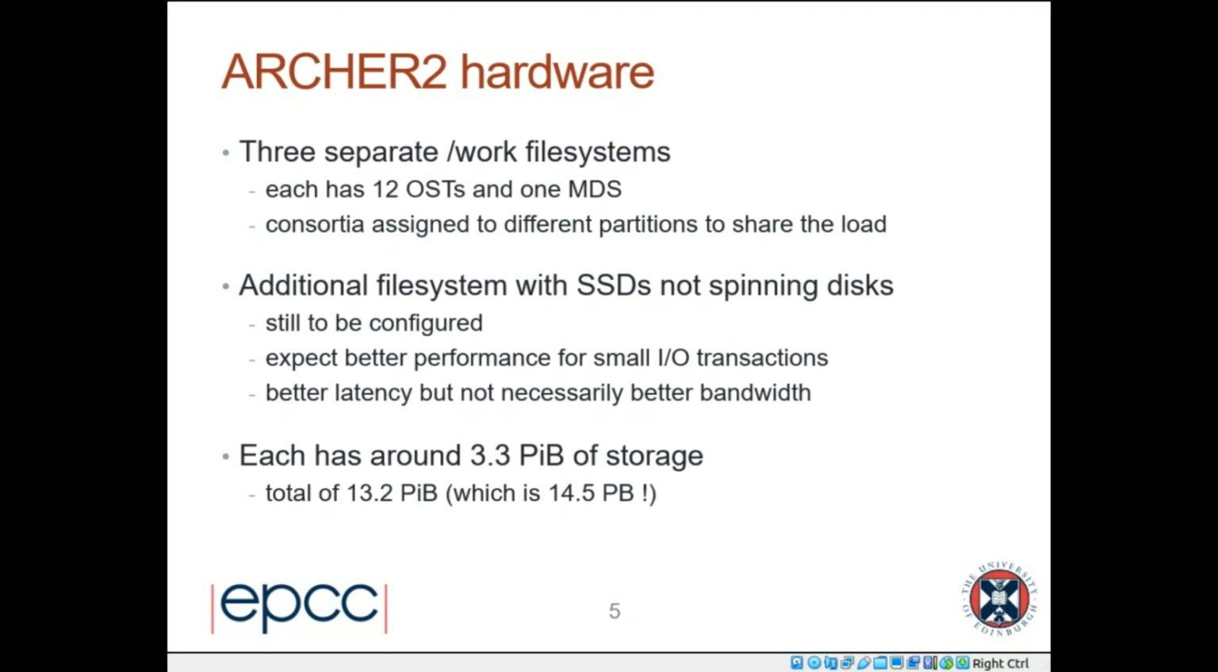We're still investigating that. But each of these 4 file systems has around 3.3 petabytes of storage, which gives you 13.2 petabytes. Then I looked up the documentation and it said there was 14.5, but that's because at these levels, 2 to the power of 40 is quite a bit bigger than 10 to the power of 12. A kilobyte is 1024 bytes. It's a bit bigger than 1000. That's only a few percent.